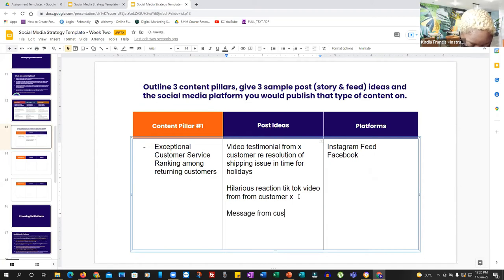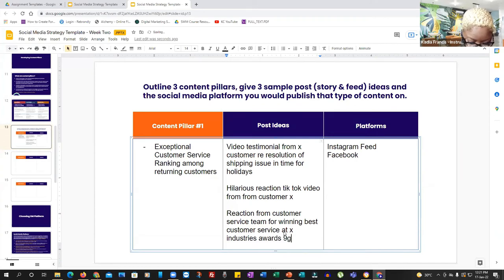And then the other one could be a message from the customer service manager about recent awards for best customer service in class, whatever. It's an industry award. Or a message or reaction from the customer service team for winning best customer service at X Industry Awards.